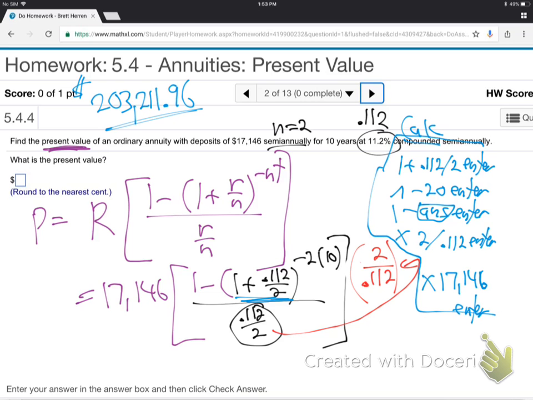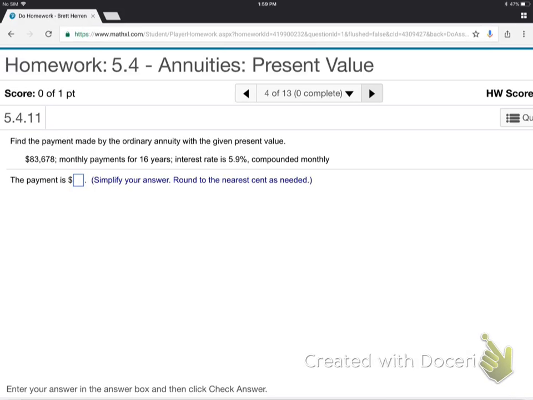All right, I'm going to move ahead. Three or four problems are just cookie cutter, all the same. So now, yeah, the first three are. Now number 4 says find the payment.